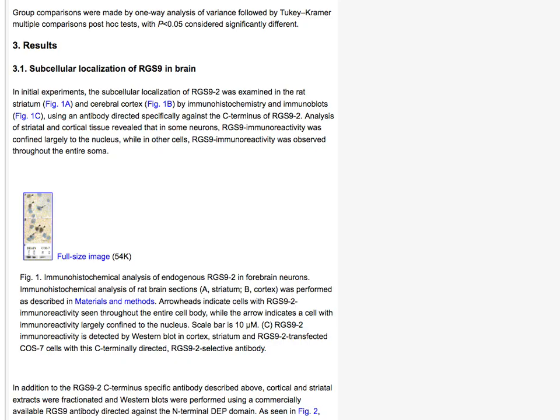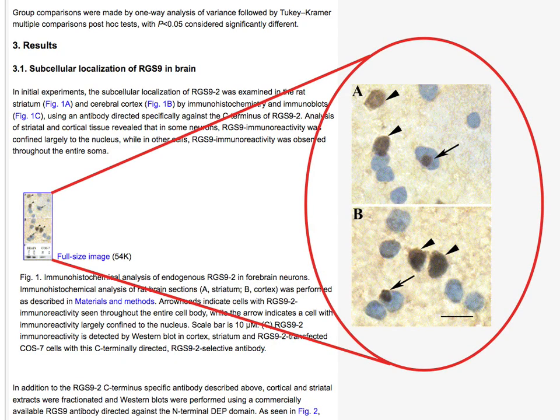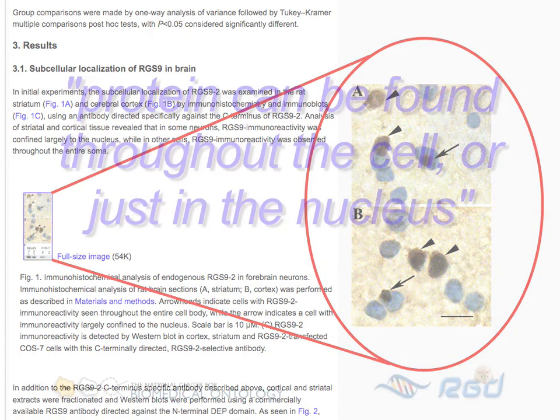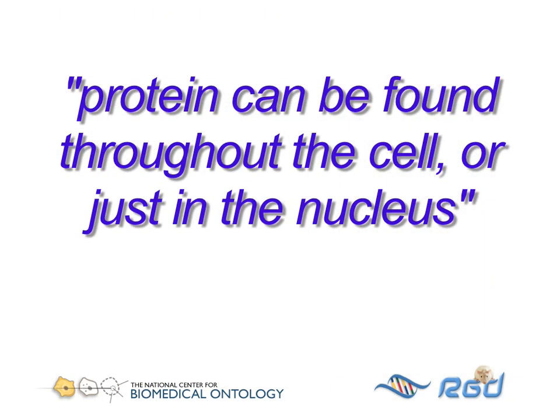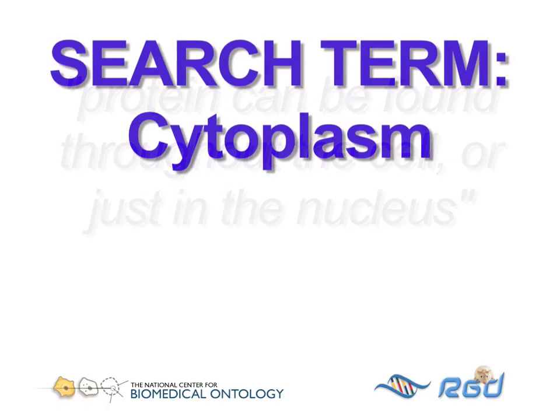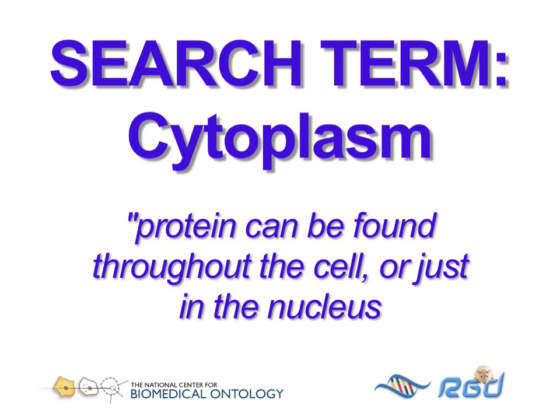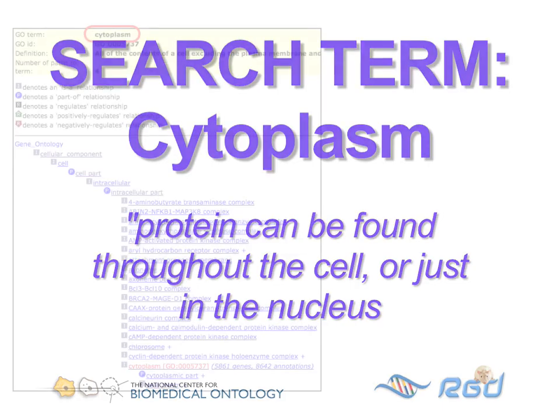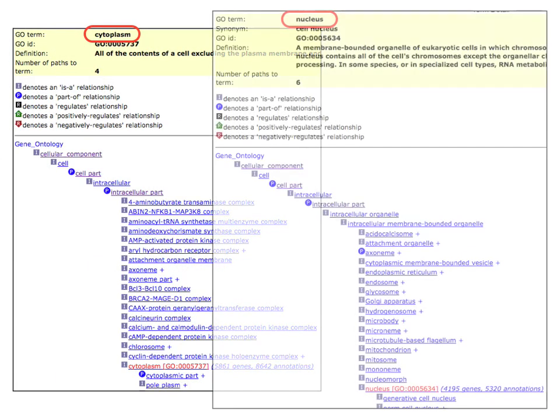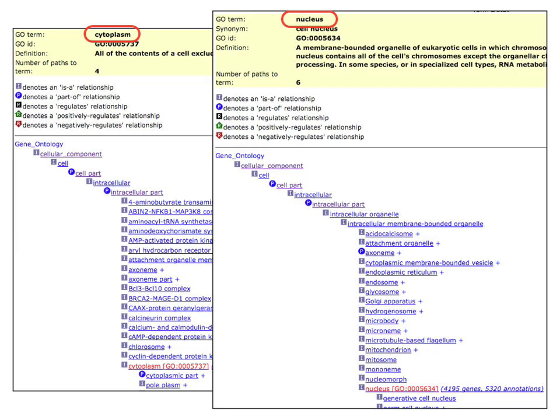Looking at the results section, Figure 1 shows some cells with both nuclear and cytoplasmic staining, and others with only the nucleus stained. At RGD, a curator could write a note in the gene record saying that the protein could be found throughout the cell, or just in the nucleus, but then a person who used the search term cytoplasm wouldn't find that gene because the note didn't contain that exact word. If, however, the curator used the ontology terms cytoplasm and nucleus to describe the location of the protein, RGS9 would come up in such a search.